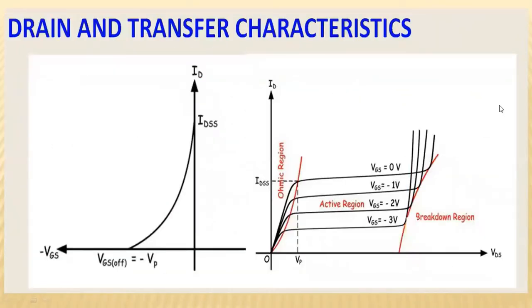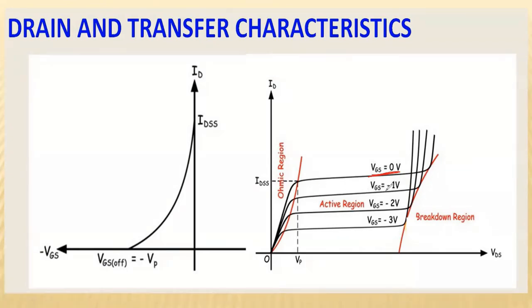Now you can see the complete characteristics of the N-channel JFET in this case. The first curve is similar to what we have already discussed: when VGS is equal to 0, initially the current increases and it remains constant after VP, the pinch off voltage, and thereafter it increases at the breakdown voltage. So this is that curve.